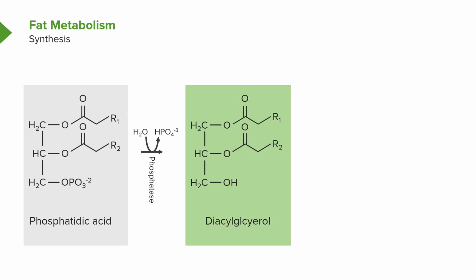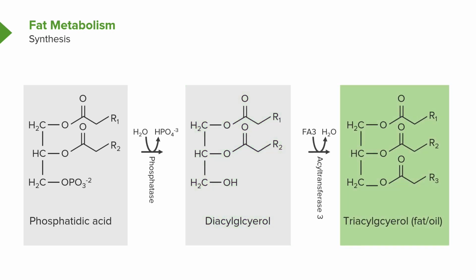First, the phosphate part of phosphatidic acid is removed by a phosphatase, as you can see here. That leaves behind a molecule called diacylglycerol. Diacylglycerol is converted into a triacylglycerol, which is either a fat or an oil, by the enzyme acyltransferase 3.